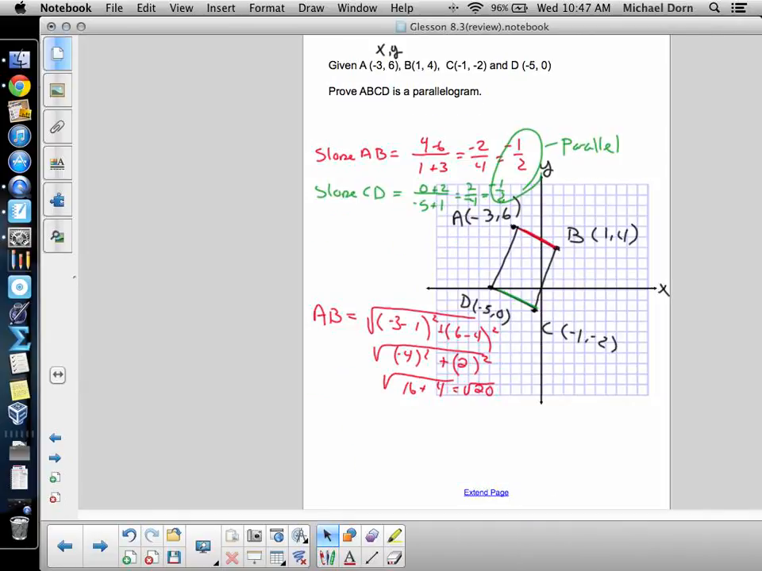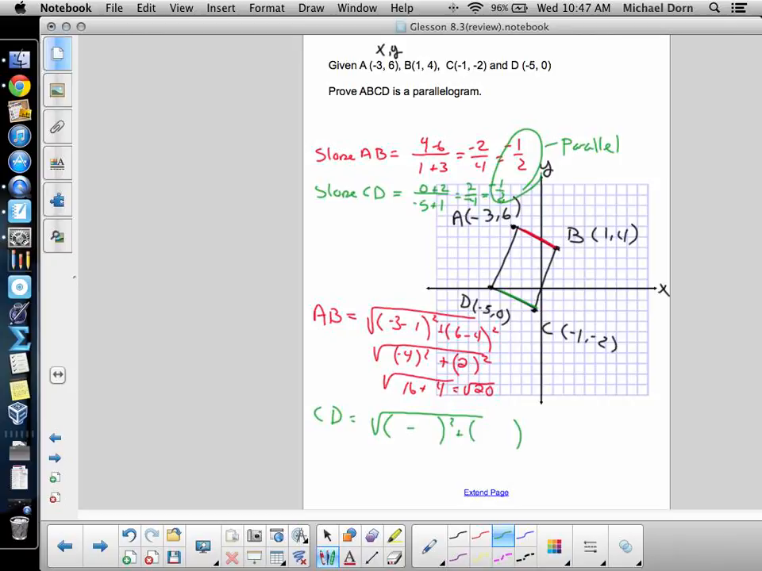And then I'd have to find, after that, length of CD. And again, I'd show my work. Don't just write CD equals the square root of 20. How? Prove it. This isn't two-column formal proof, but your work is your proof. Your work is your evidence, and I need to see the evidence.